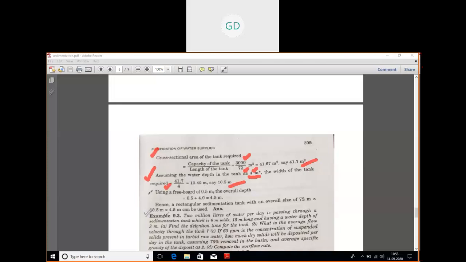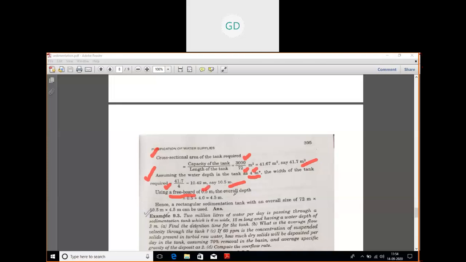But one thing: in your sedimentation tank, or whatever water tank it is, we always provide a freeboard. You may have heard this word in fluid mechanics. A freeboard is a spacing above the water level, given for safety purposes. It is always maintained above the water level and below the slab of the water tank. A freeboard of 0.5 meter is always maintained.